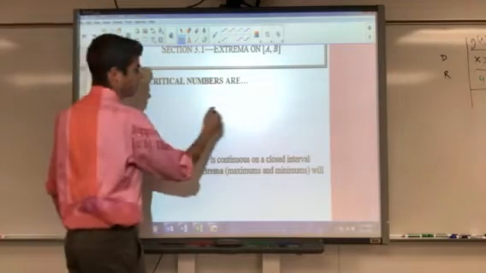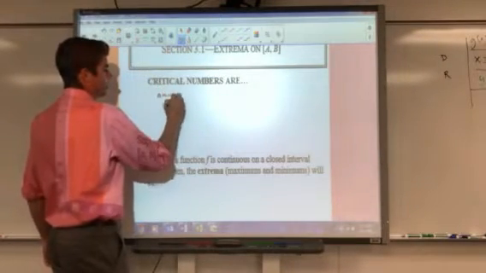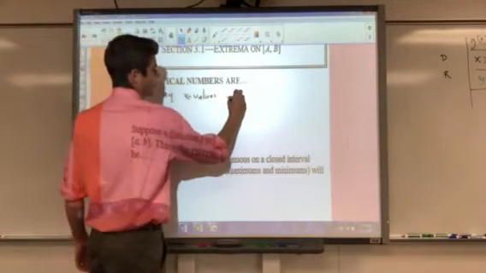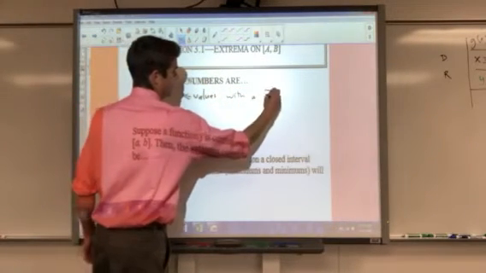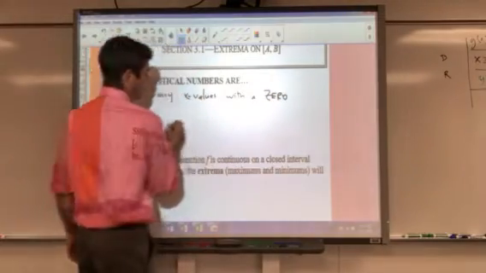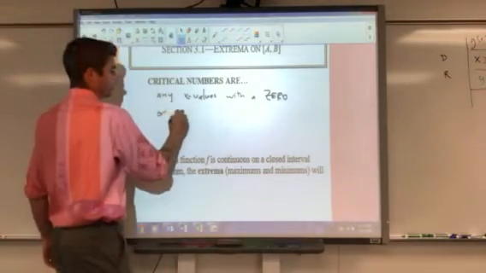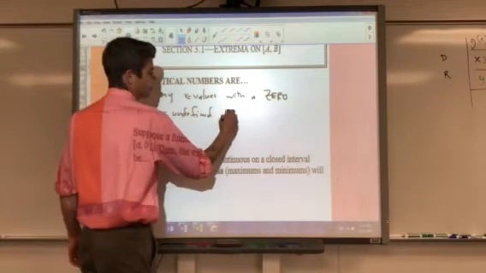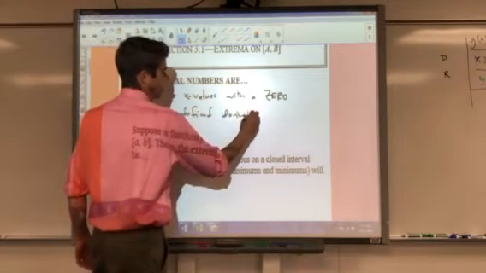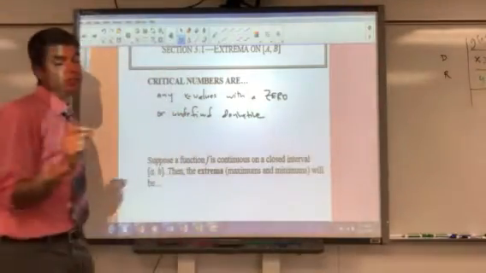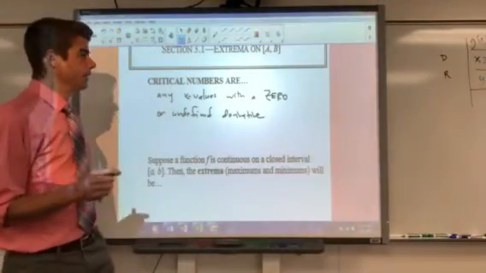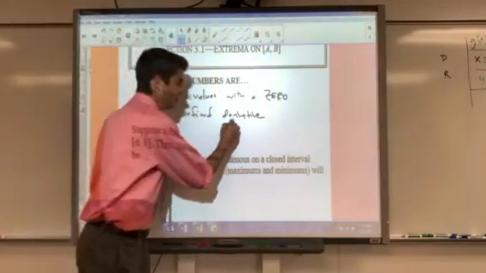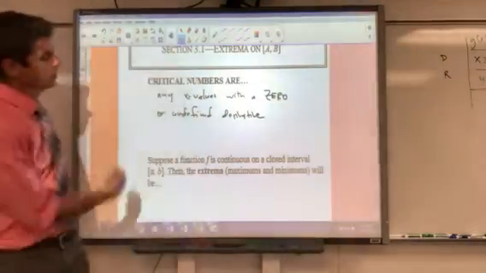So critical numbers are any x values with a zero or undefined derivative. Undefined derivative. Okay, and it is the x value I'm interested in: when is it happening? So it's any x value with a zero or undefined derivative.